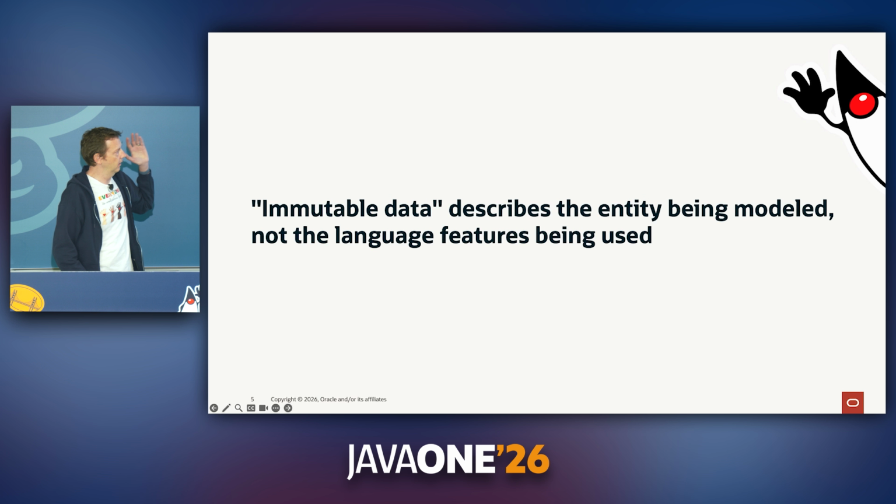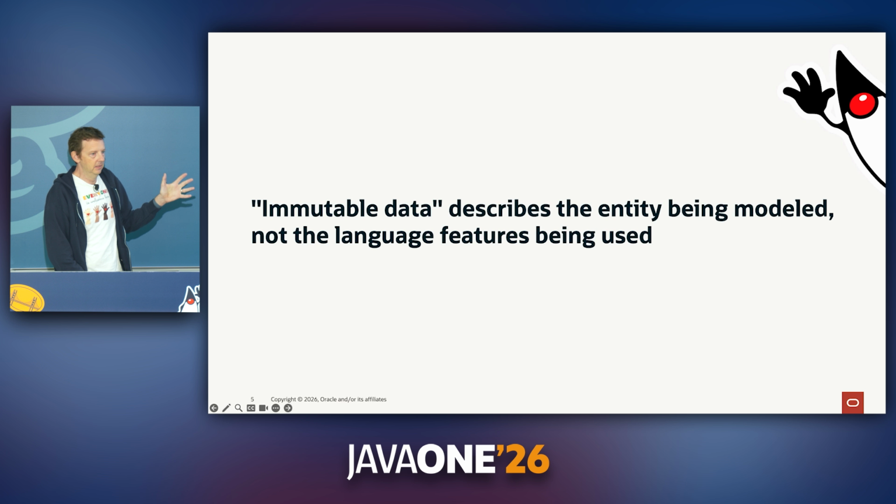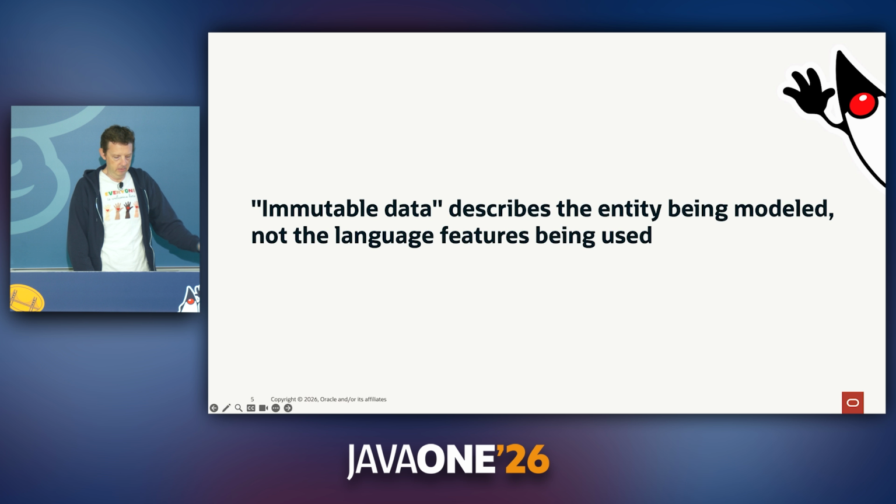The key idea I want to take away here is that immutable data is the entity being modeled. It's not the language feature being used. You can model numbers in whatever language you have, using whatever tools you have. But it's always still immutable data because it's a number. The language features can help make it easier. They can provide some integrity guarantees. They can encourage certain patterns. But ultimately, it's immutable data if what it represents is something that's immutable.